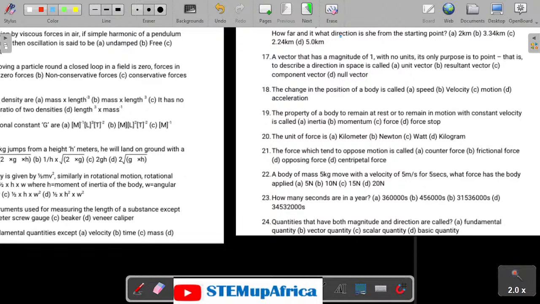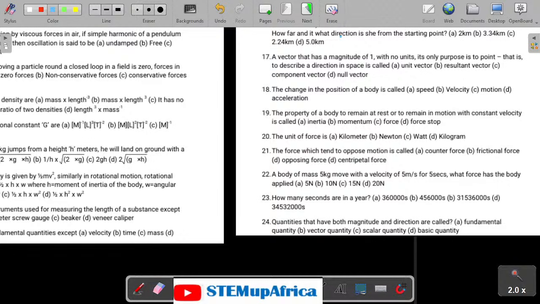So question 19 says the property of a body to remain at rest or in uniform motion with constant velocity is called inertia. Inertia is also taken from Newton's first law of motion, which says everybody will remain at rest or in uniform motion except it's acted upon by an external force. So inertia is the tendency of a body to remain at rest or in uniform motion. So the answer to that question is A.